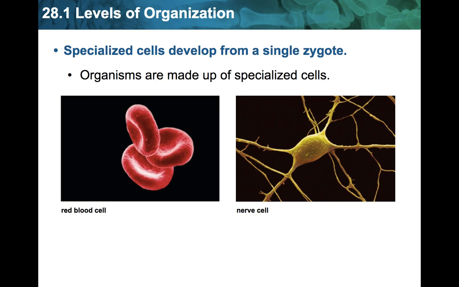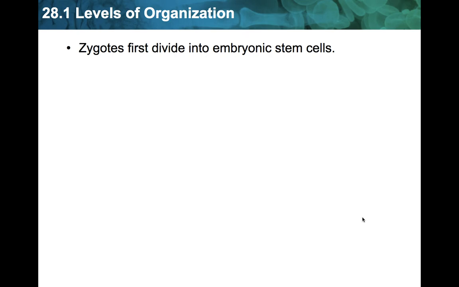There's specialized cells in your body. We talked about development from a zygote way back in the beginning of the year, but we said that organisms are all made up of cells and there's different types of cells. We've talked about this before. I think we've even had this picture before, but you've got red blood cells, you've got nerve cells. So here are your red blood cells, here are your nerve cells. They look very, very different, but they're both still cells, and your body has other different types of cells in it as well.